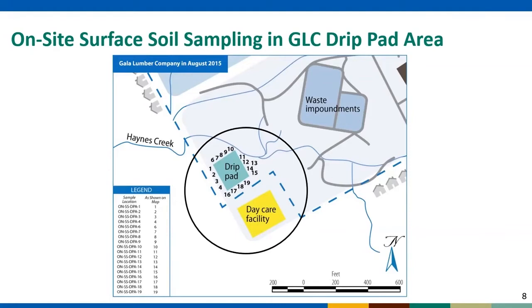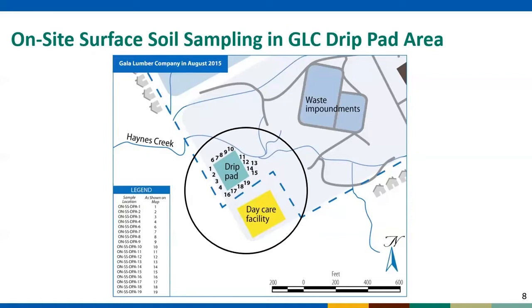We know that after lumber was treated with chromated copper arsenate, or CCA, at the GLC site, the lumber was placed on an uncovered drip pad. The CCA dripped from the lumber onto the pad and contaminated the soil in this area. Workers have access to this area, so this is a completed exposure pathway for the past and current.